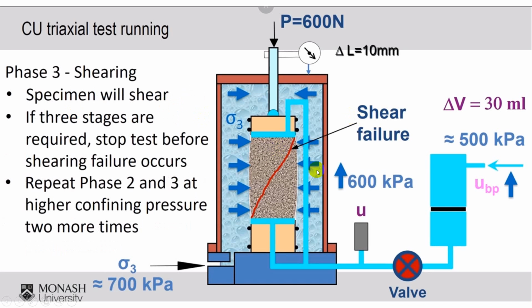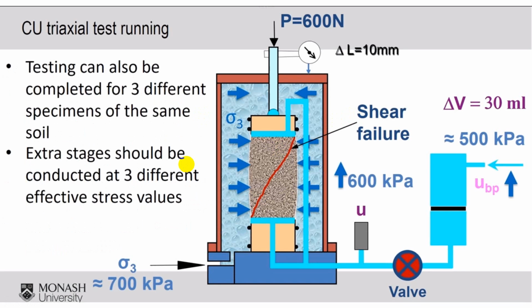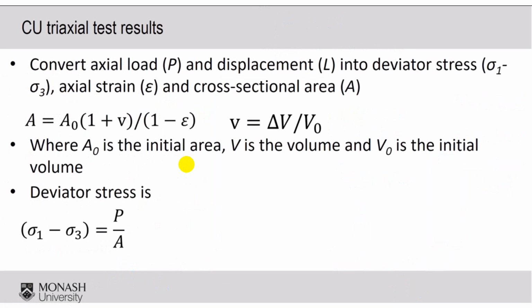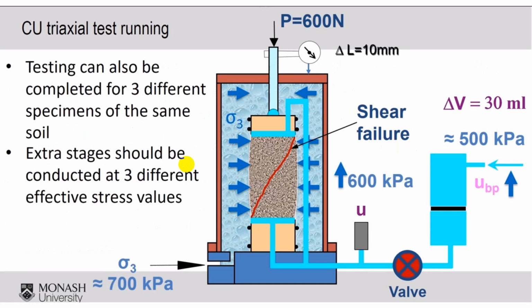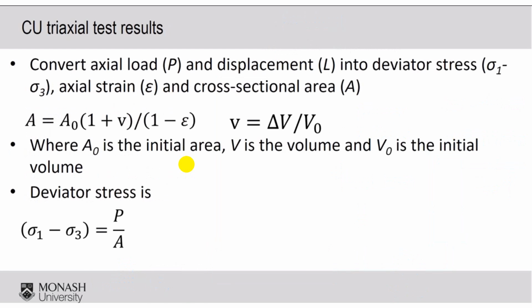And the specimen will shear. Just note that the CU test will have a different calculation. We'll have equal radius for the total and the effective stress.